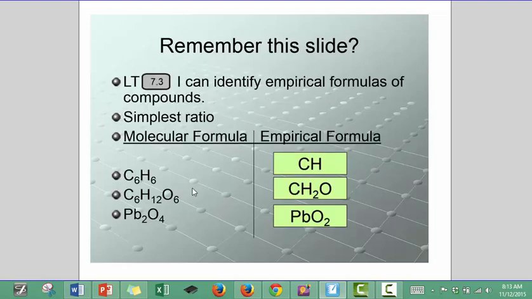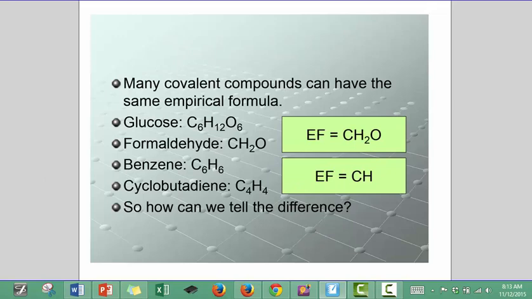So in an earlier video, we looked at this slide where we saw that C6H6 reduces to CH, a 1-to-1 ratio. C6H12O6 reduces to CH2O. Pb2O4 reduces to PbO2. Many covalent compounds are going to have the same empirical formula. For example, glucose and formaldehyde both have an empirical formula of CH2O. Benzene and cyclobutadiene, C6H6 and C4H4, both have the empirical formula CH.